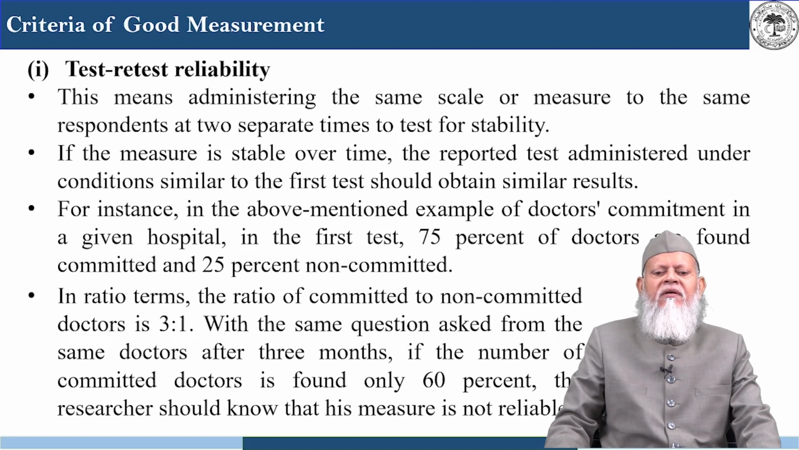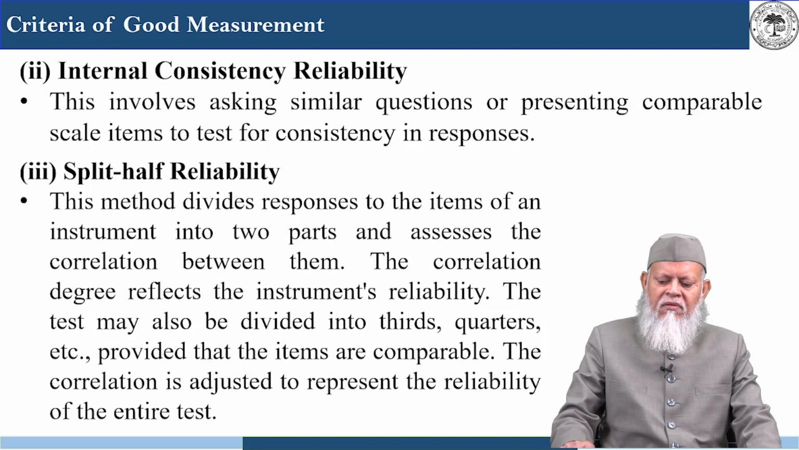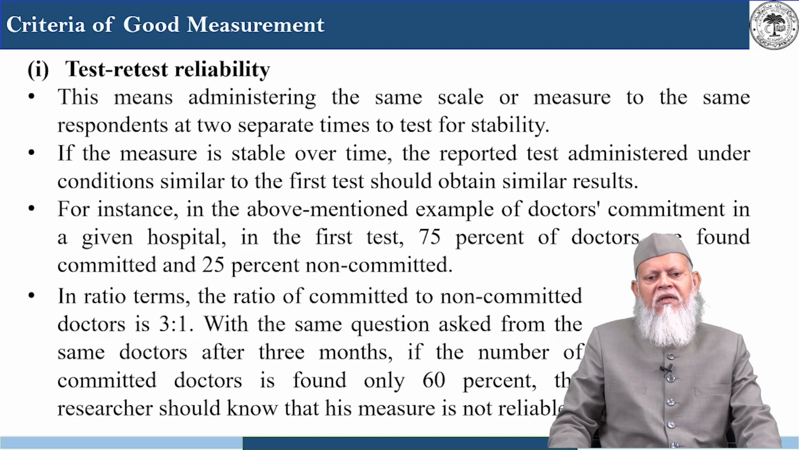say in the first test 75% of the doctors are found committed and 25% non-committed. Then in ratio terms, the ratio of committed to non-committed doctors is 3:1. With the same question asked of the same doctors, say after 3 months, if the number of committed doctors is found to be only 60%, the researcher should know that his measure is not reliable. That is the test-retest reliability.